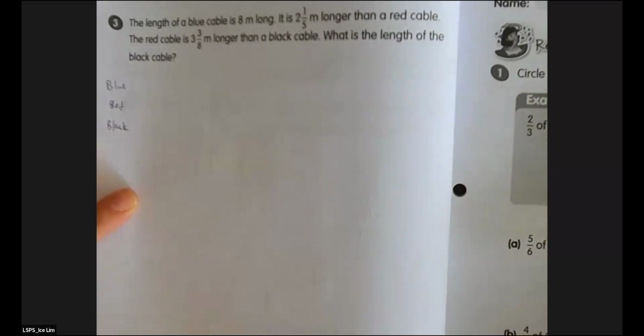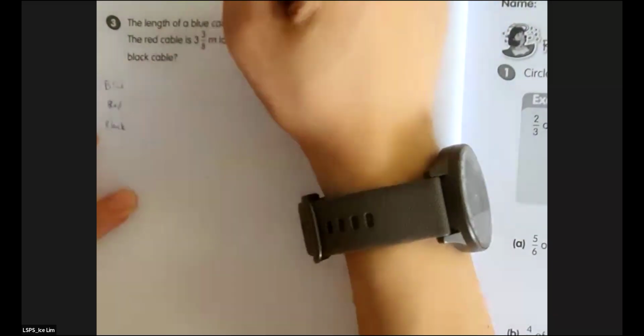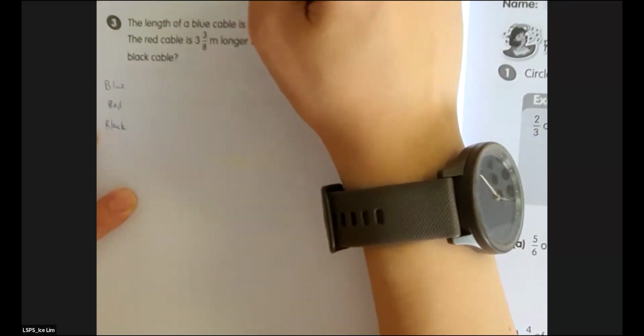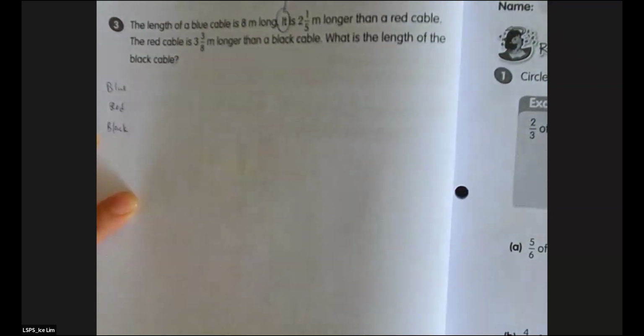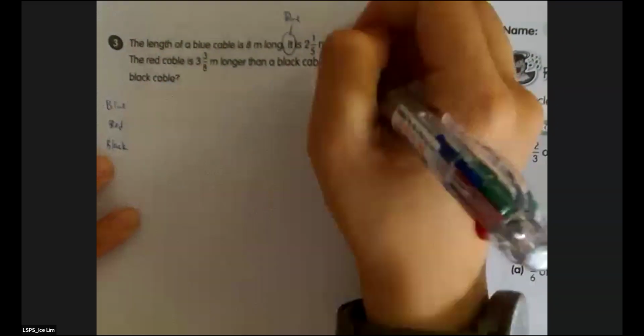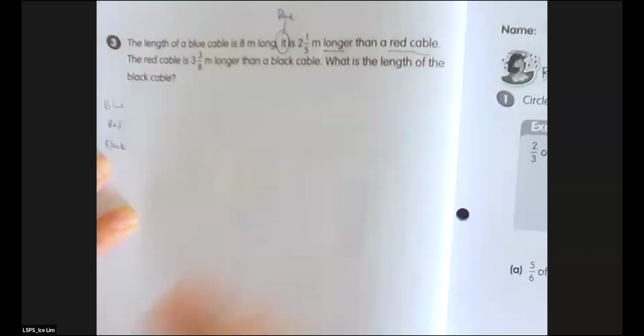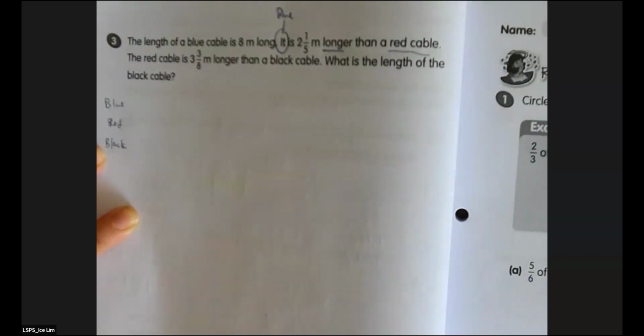So the length of a blue cable is a certain length long, certain meters long. It refers to the blue cable. The blue cable is longer than the red cable. The red cable is longer than the black cable. What is the length of the black cable?